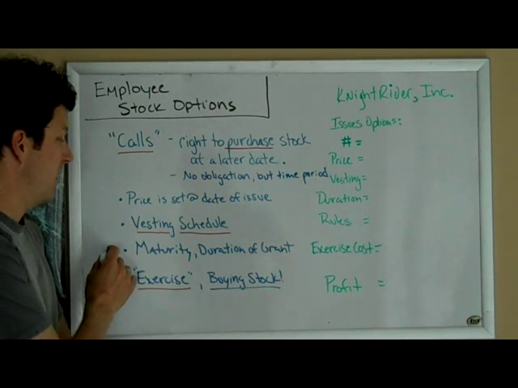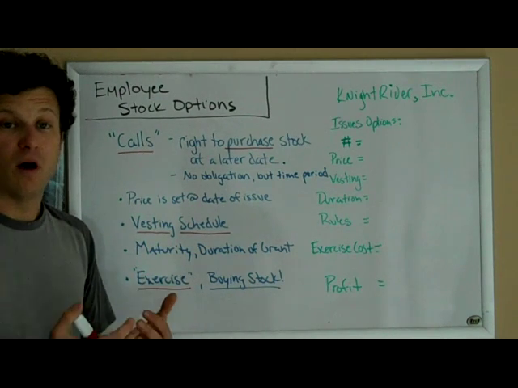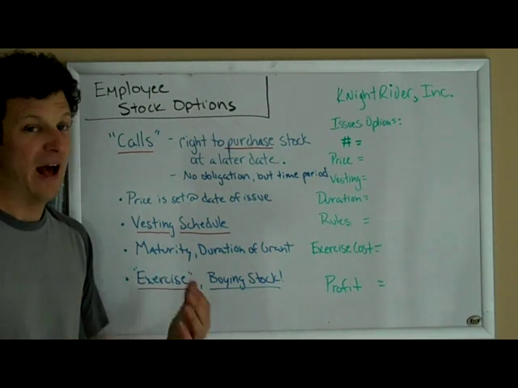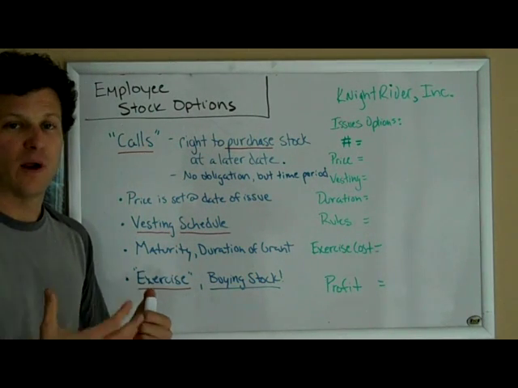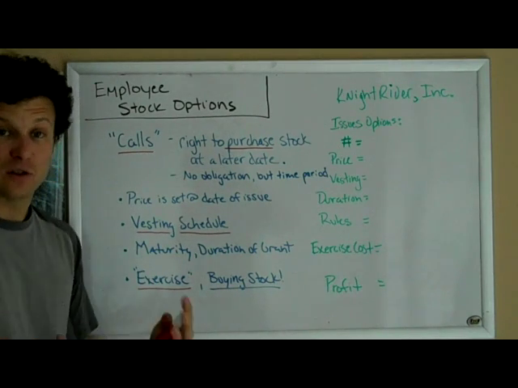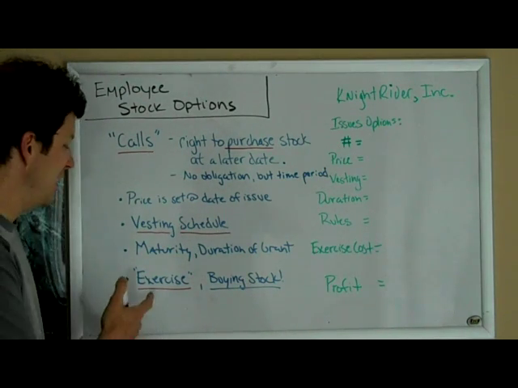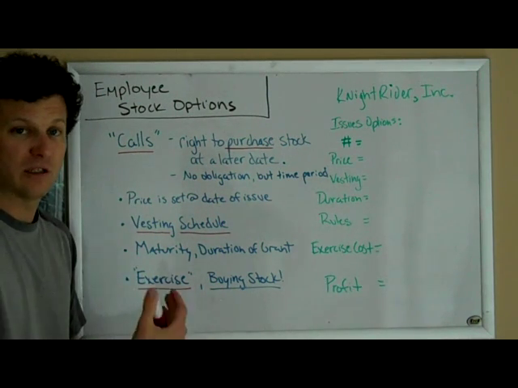Then there is the concept of maturity and the duration of the grant. So how long is the grant? How long is the grant valid until it expires? And how fast does the grant force you to exercise the option? Exercise means you have to make the decision about whether or not you want to exercise, meaning purchase the stock.